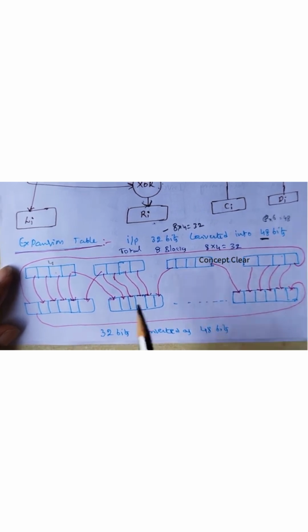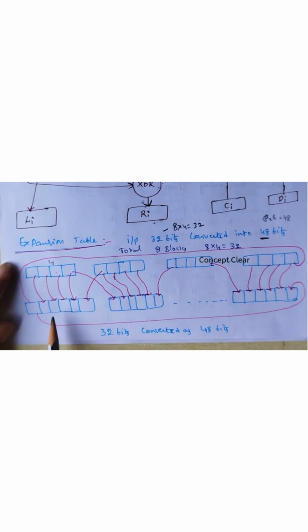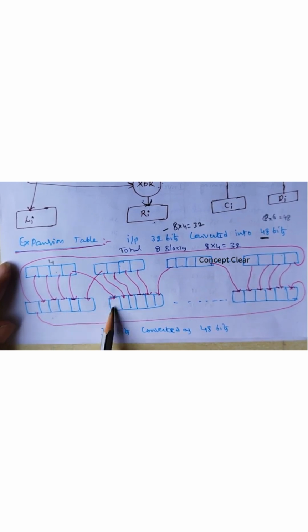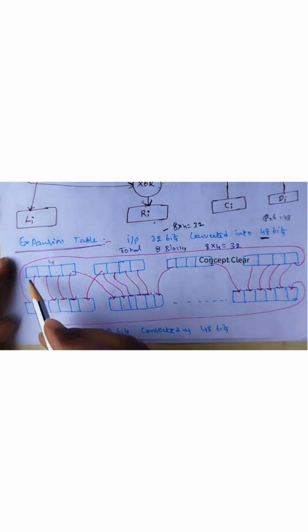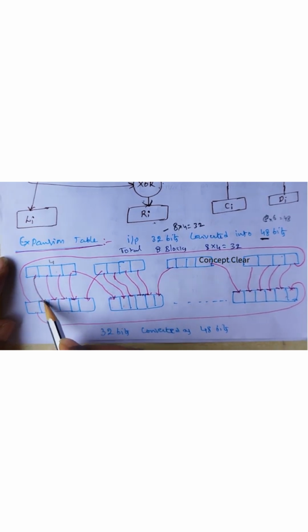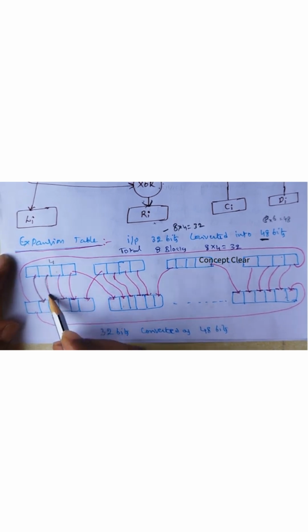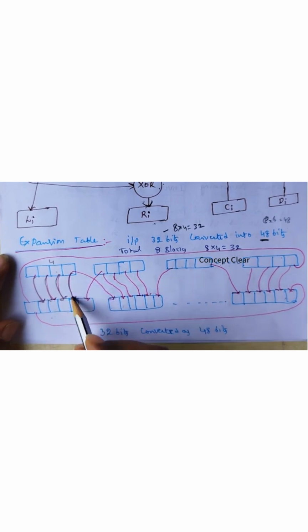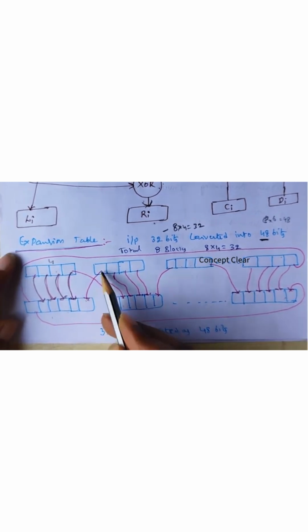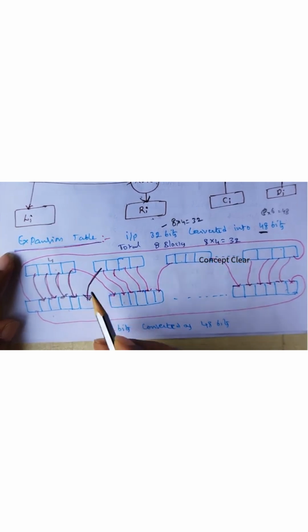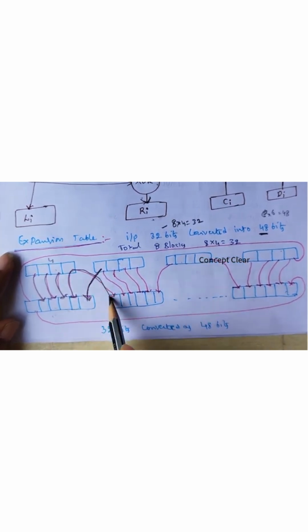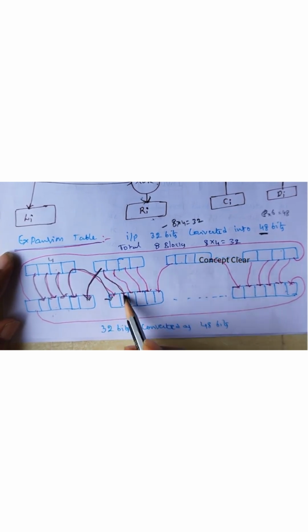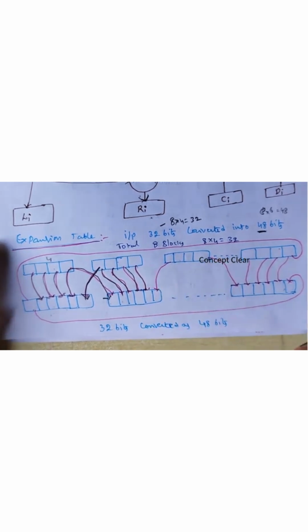8 into 6 equals 48. So here, again I am taking 8 blocks with 6 cells. 1, 2, 3, 4, 5, 1, 2, up to 8 blocks with 6 cells. Okay, here the first block's first cell will go to the second block's cell. Like this the value will be expanded here. And what about this last one? This last one will be expanded to the next one. Okay, like this the size will be expanded from 32 bits to 48 bits.